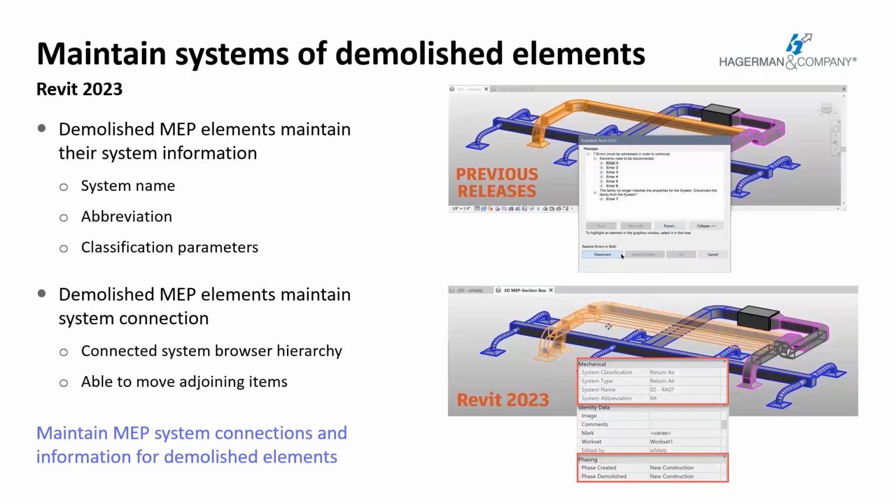In previous releases of Revit, MEP objects did not stay connected on the demolish phase, and system information such as system name, abbreviation, and classification parameters was discarded. So various workarounds were needed to properly control the visibility of demolished MEP elements. Now in Revit 23, the MEP elements will stay connected when assigned to the demo phase. These demolished objects will maintain their system name, abbreviation, and classification parameters. Your components will stay connected, allowing you to move adjoining items.